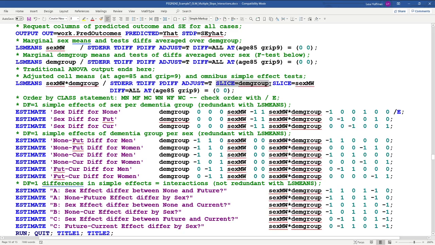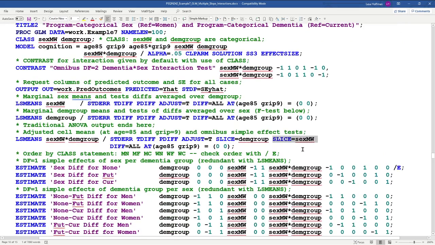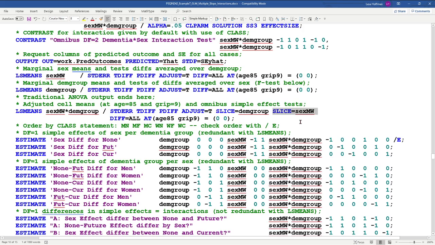And there's something new here. So slice means per. So what slice equals dem group is going to give us the main effect of gender specifically for each dementia group, which is redundant with pairwise differences since gender is only 2 levels. But this one is going to give us the differences across the 3 dementia groups, a 2 degree of freedom test per gender. So that one is what I normally had to ask for via extra contrasts, but it's going to be computed directly via this slice option.